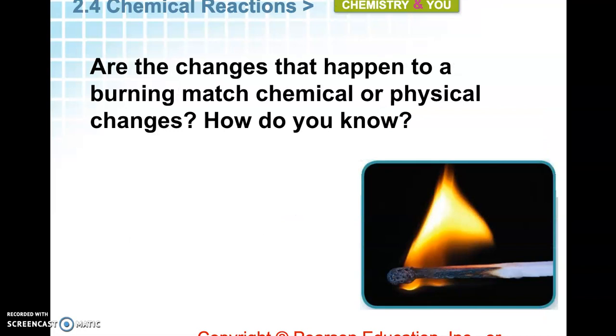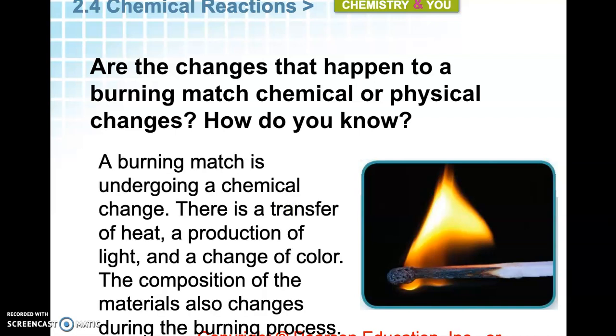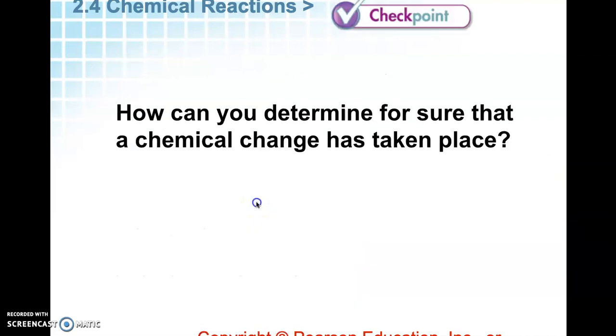Now, are the changes that happen to a burning match chemical or physical changes? How do you know? Think about it. A burning match is a chemical change. And that's because, one, it gets hot, so we have a transfer of energy. We see light, and we see a change in color. Plus, that match turns into ash, which is a change in the composition. Therefore, you know for sure it is a chemical change.